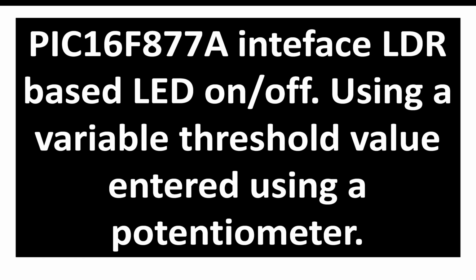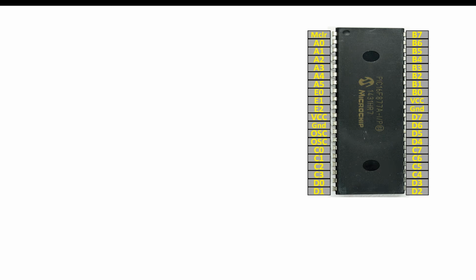So a potentiometer will send the value to the PIC, and the PIC will compare the value of the potentiometer and the value coming from the LDR. Then based on that, it will turn the LED on and off. For that purpose, we will use a potentiometer to input the threshold value. So let's get started. This is the PIC16F877A microcontroller I'm going to use.